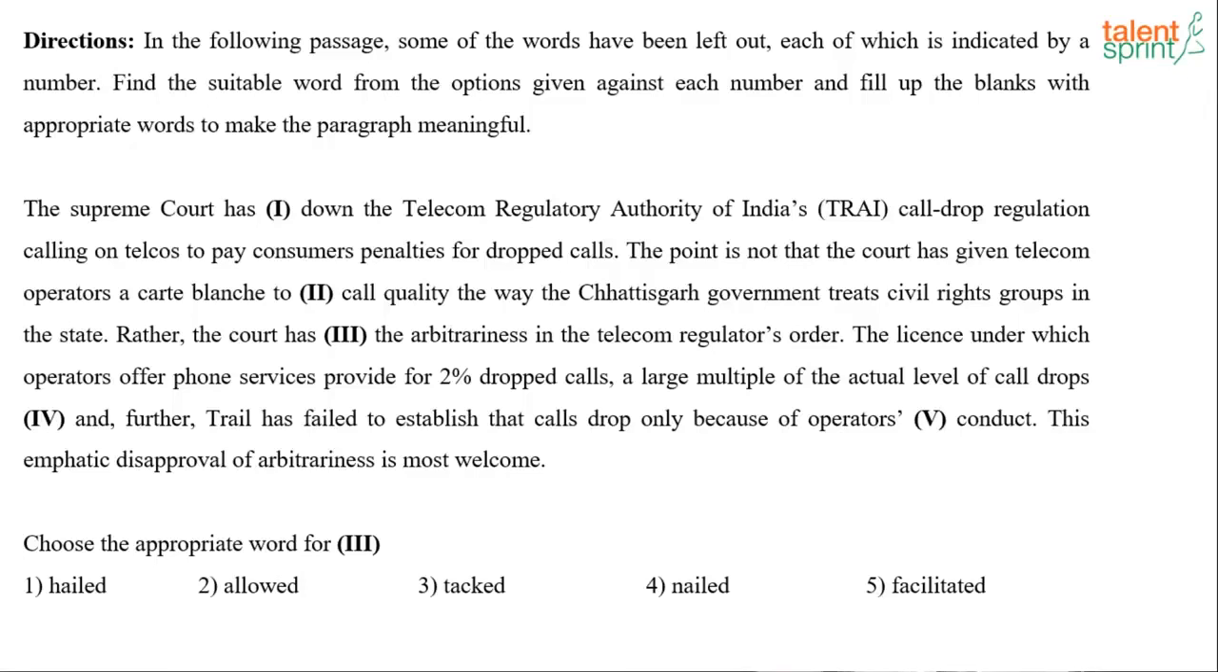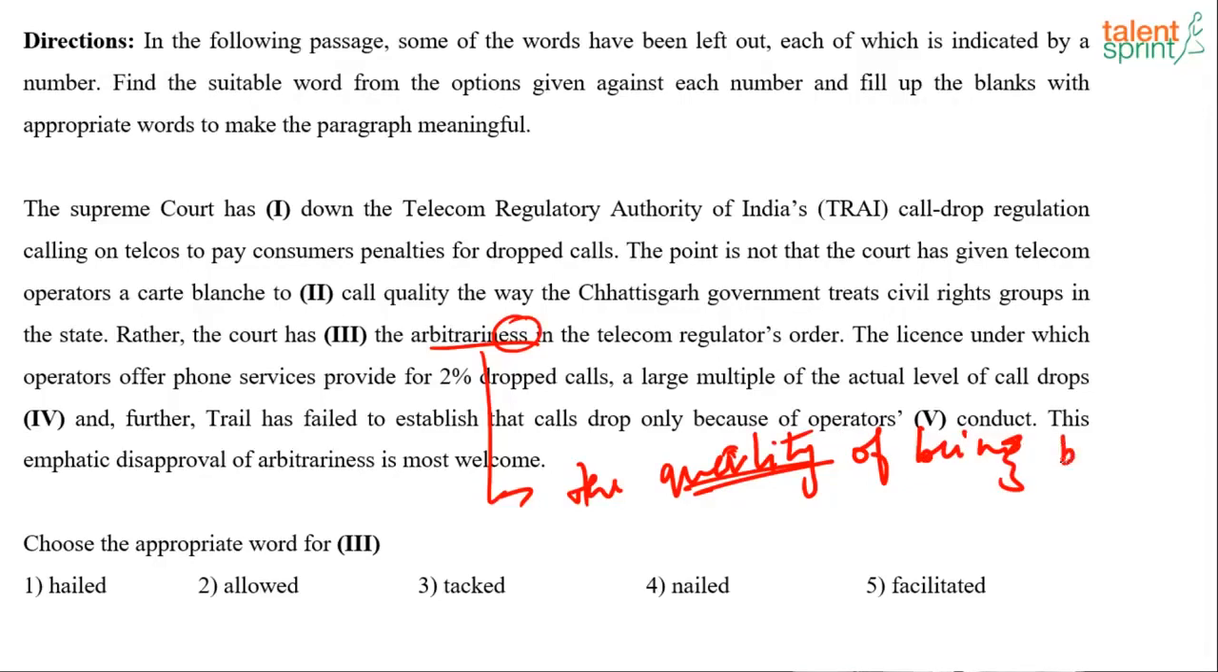Rather, the court has dashed the arbitrariness. What is the meaning of arbitrariness? I think all of you know the word arbitrary. We have discussed it. Since it is ness, it talks about the quality of being arbitrary. Remember, we did this word, which is based on random choice or personal whim, rather than any reason or logic or system. Just because I felt like doing it, I did it. So that is arbitrary, and arbitrariness is the quality of doing that on a regular basis.